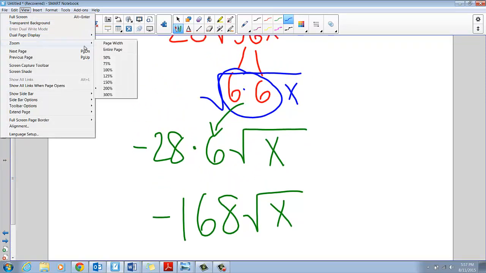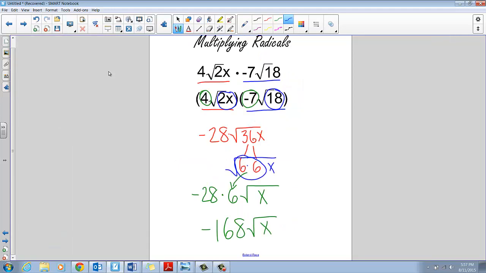So let me zoom out on this and we'll take an overall look at it. Remember, outside numbers go with outside numbers, and radicands go with radicands. Another word for radicand is just the number under the radical.